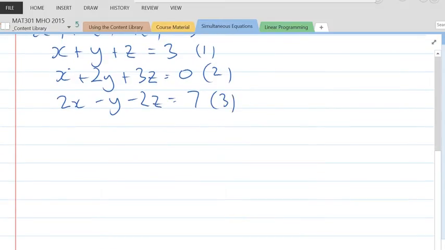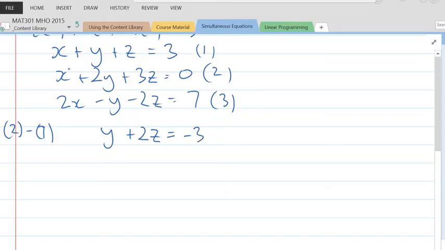Okay, so x's look as though they're going to cancel pretty well. So let's just do equation 2, take away equation 1. So we get x is eliminated. 2y minus y is y. 3z take away 1z is 2z. And 0 take away 3 is minus 3.